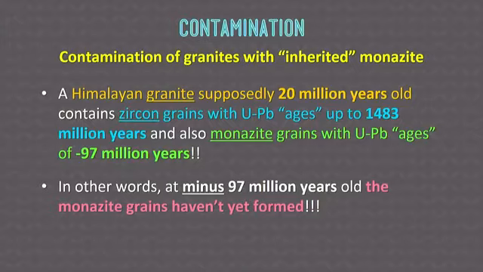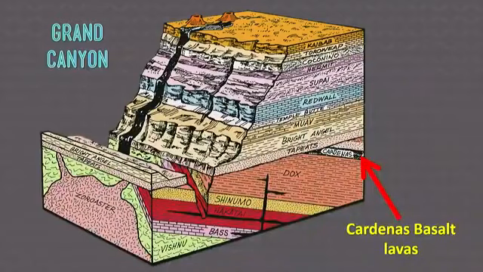So obviously something is wrong with these dating methods if you get such diverse results, assuming that all these minerals formed in the rock at the same time. You get these strange results, and it tells you there's something wrong with these dating methods. Well, let's go back to the Grand Canyon and look again at the Cardenas basalt.